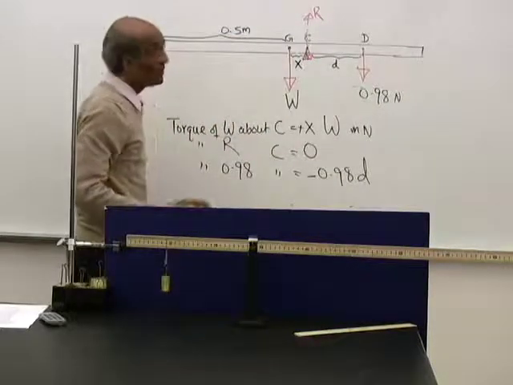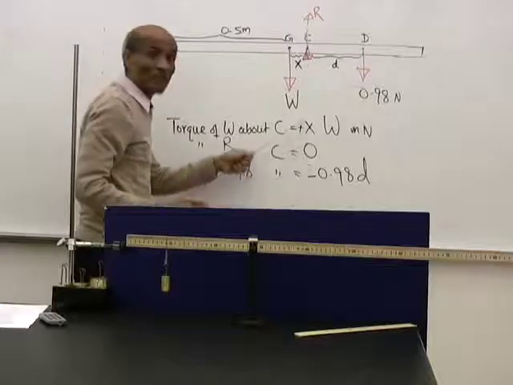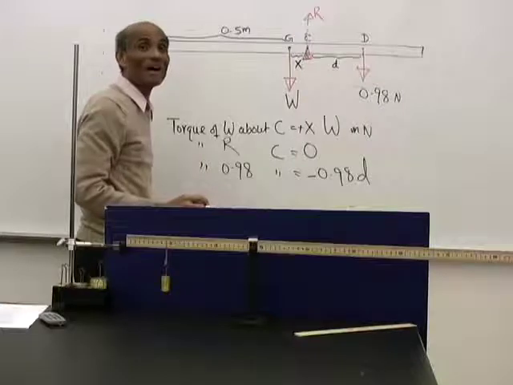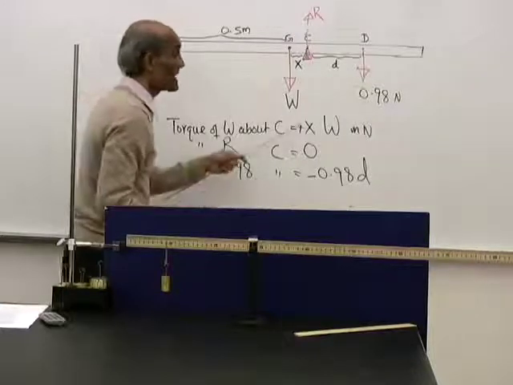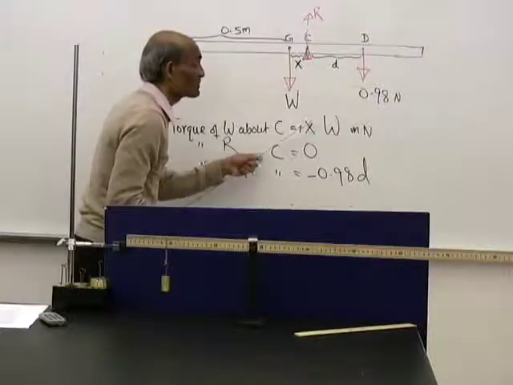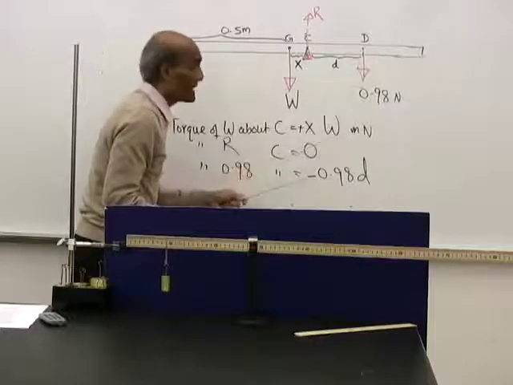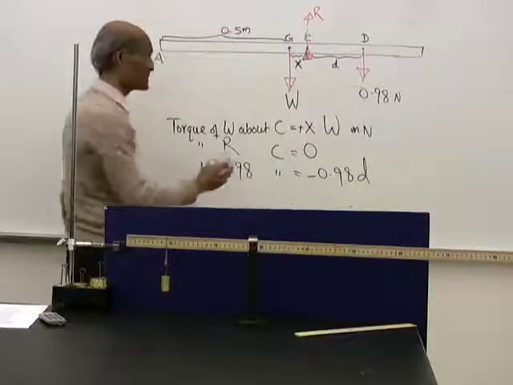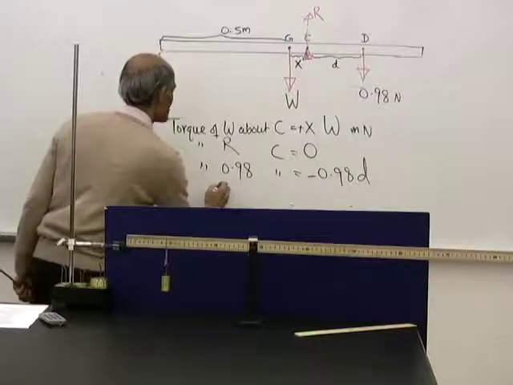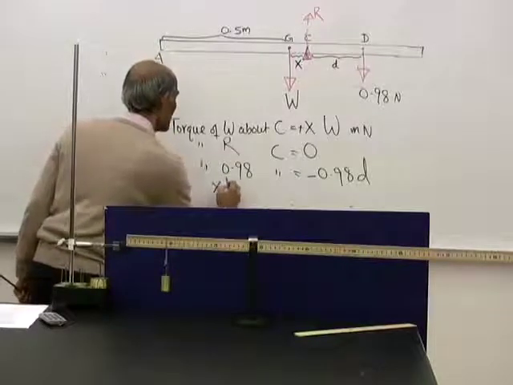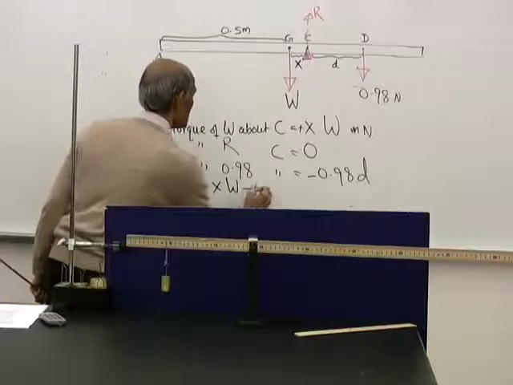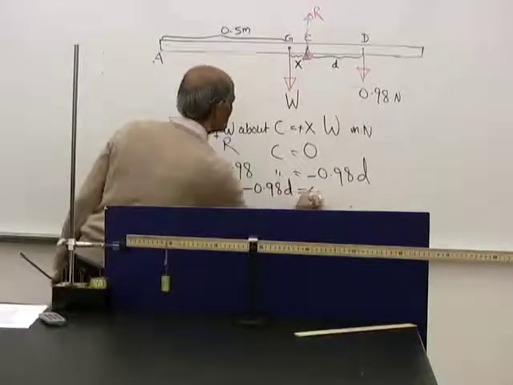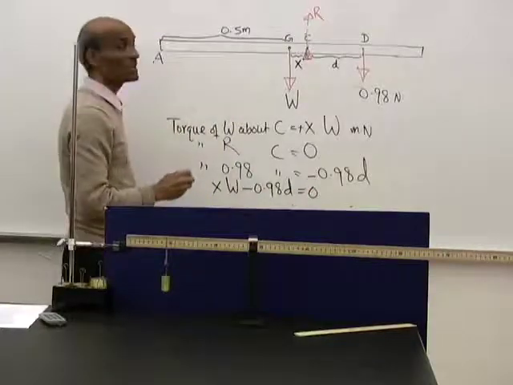Alright, now apply the equation summation tau equal to 0 and form an equation. What is that equation? It will be x times W minus 0.98d equal to 0. Is that right? So that will be x times W minus 0.98d equal to 0. That is the equation.